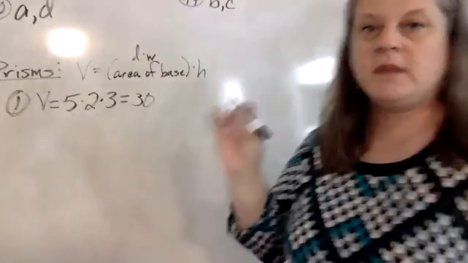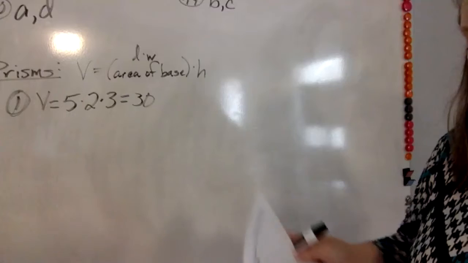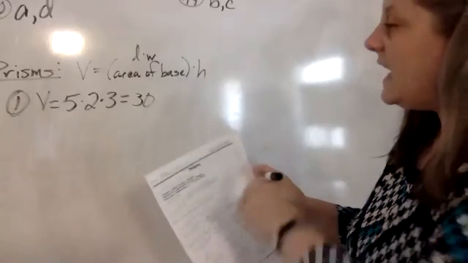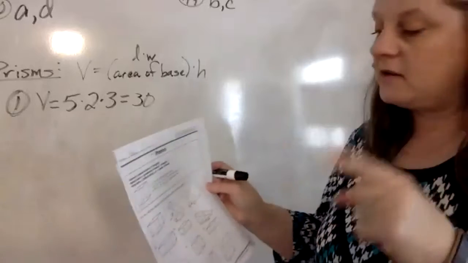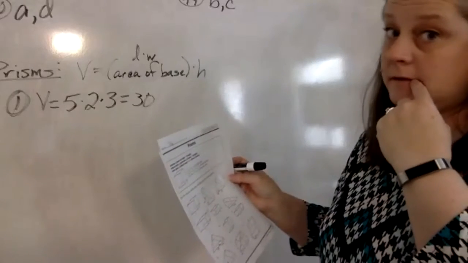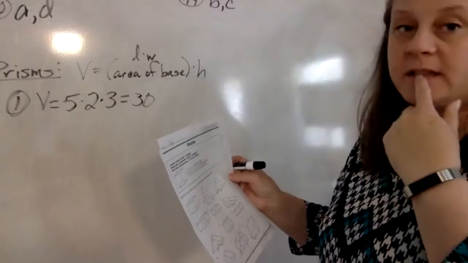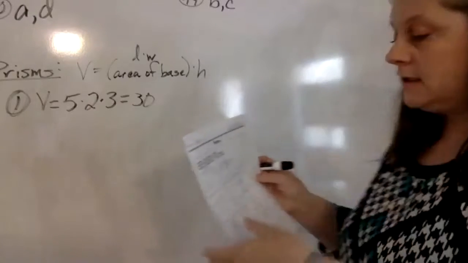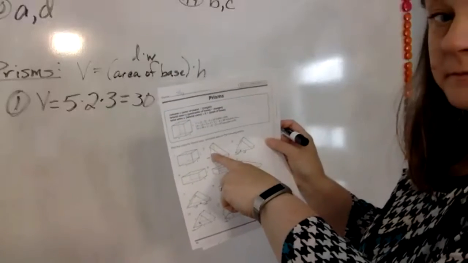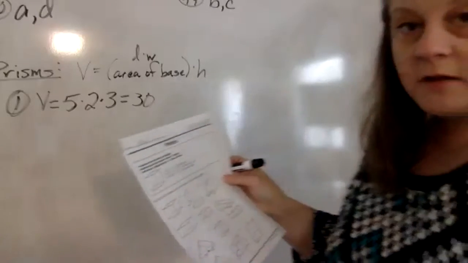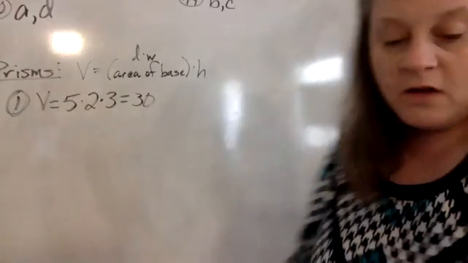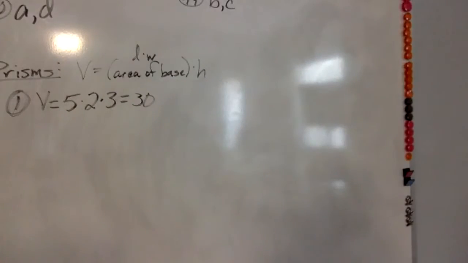We're doing volume. All right, so number 2, is its base a rectangle? What side's it pointing at? It's pointing at the triangle, right? So it is a triangular prism.